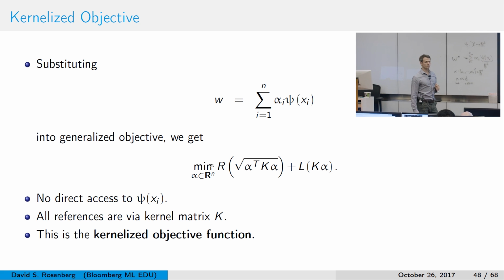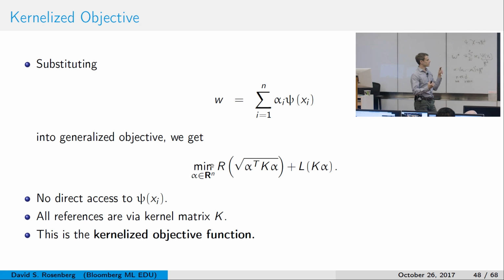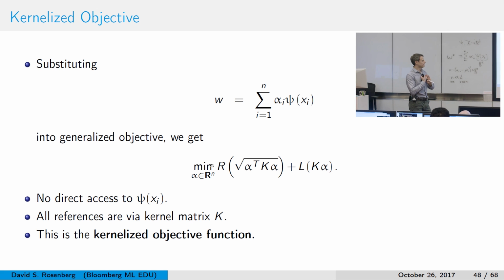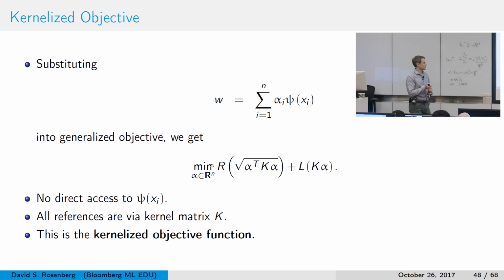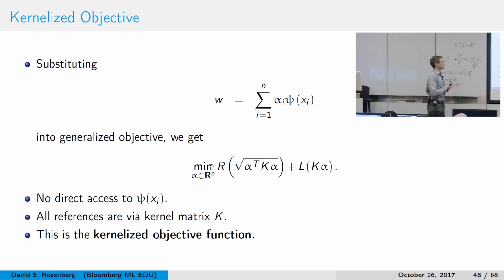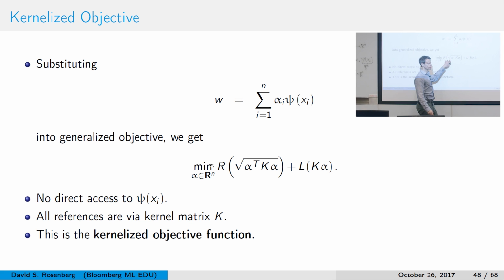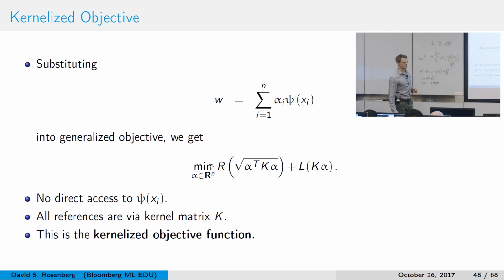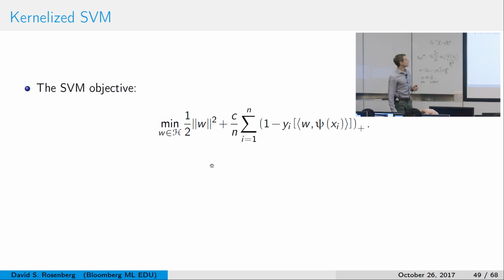All right, so that's successful kernelization of our generalized objective function. Convince yourself that the SVM is a special case. The L2 regularized linear regression is a special case. Logistic regression would be a special case. Basically, anytime you have an L2 norm of W in your regularization and a linear prediction function, you're in good shape for kernelization in this form.